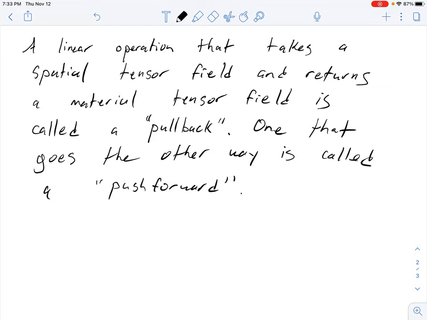The relevant pullbacks are these. P, which now is not a fancy blackboard one, of a spatial vector field G is defined as F transpose G, and P with a fancy line under it, the tensor, is defined as F inverse of G. So the pushforwards are the inverses of those two.